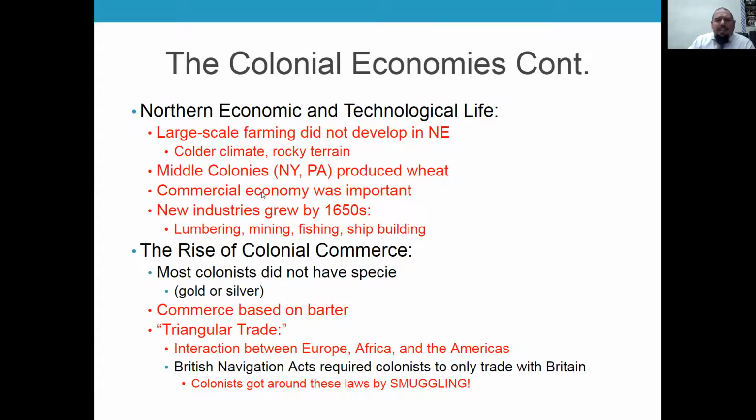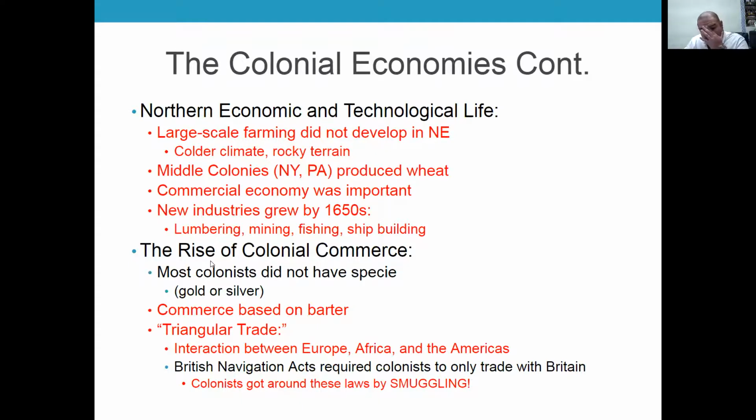However, the Northeast, even New England, is all about the commercial economy. Artisans, handymen, that type of jobs, right? And new industries are going to grow by the 1650s, like we said in the last chapter: lumber, mining, fishing, and shipbuilding. And then you have the rise of colonial commerce.